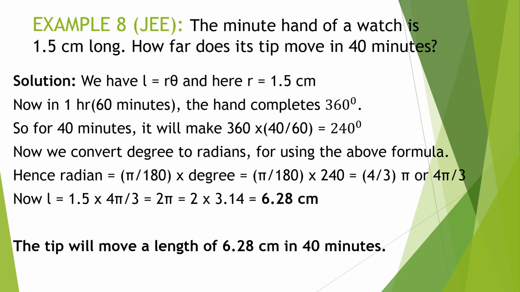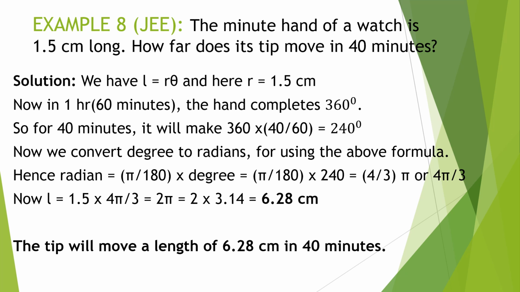Now we convert degree to radians. Again, I am repeating the formula. We use it in radians. So 240 degree we convert into radians. Radian is equal to pi by 180 into degree. So pi by 180 into 240, which is equal to 4 pi by 3 radians.